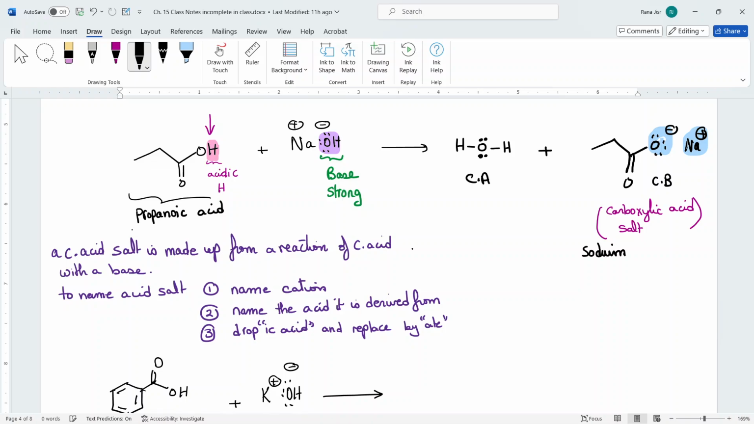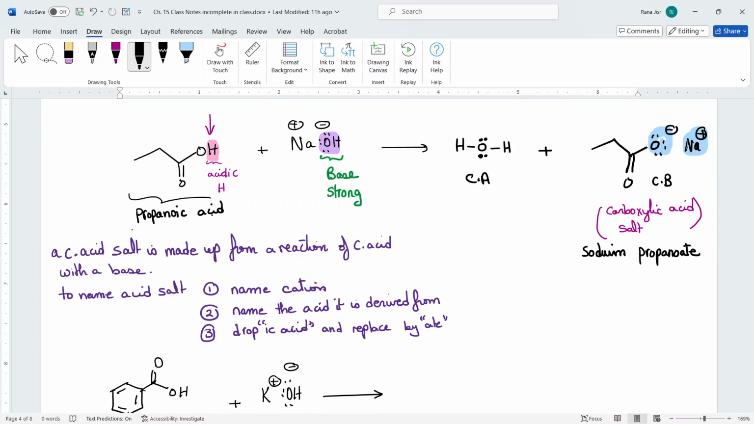Okay, we leave a space, and then we name the acid it is derived from. So this salt is derived from propanoic acid. We drop the ic acid, we add an ATE, so it's going to be propanoate.